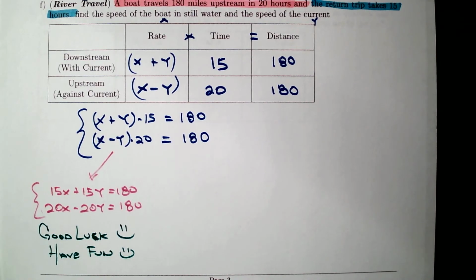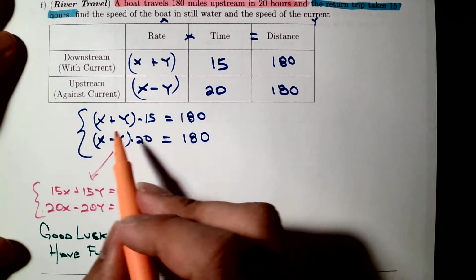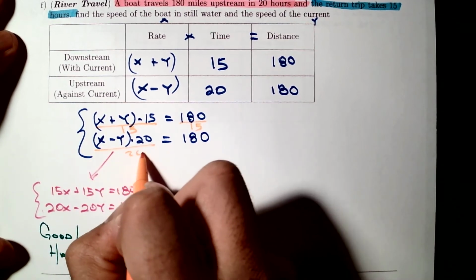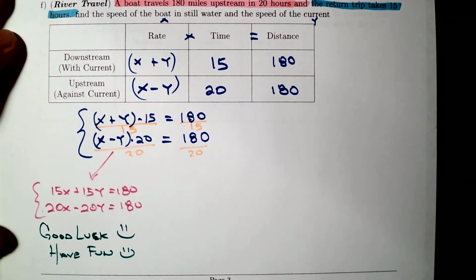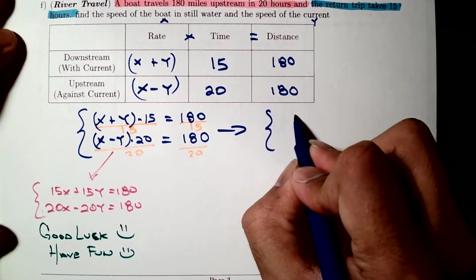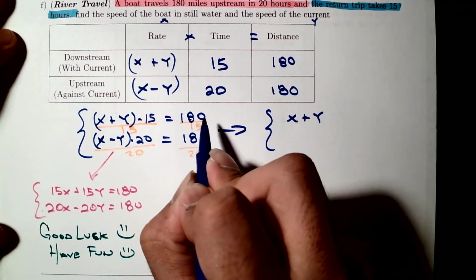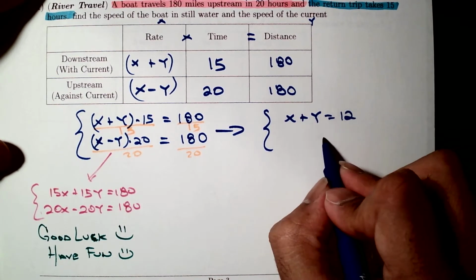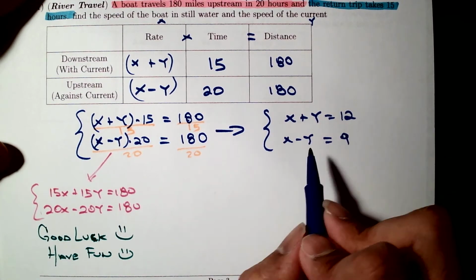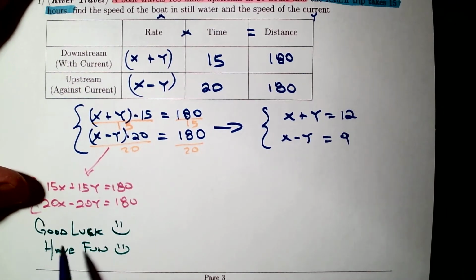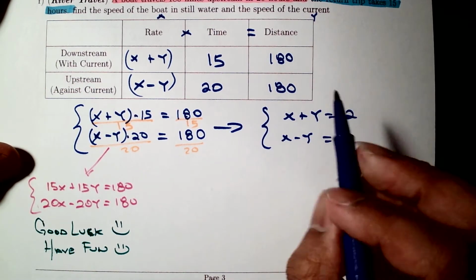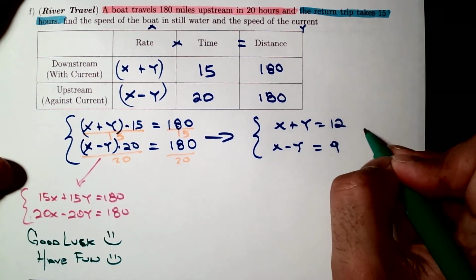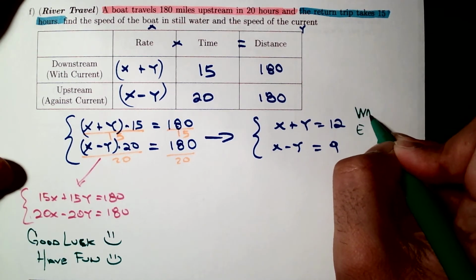However, is there an easier way to solve this problem? Well, of course. In this case, notice 180 is divisible by 15 and by 20. So I'm going to end up with x plus y equals 180 divided by 15, that's going to be 12, and x minus y equals 180 divided by 20, that's a 9. If you compare these systems, the one that you might want to have fun with, compared with the easier one, I would definitely go with this one. This is way easier.